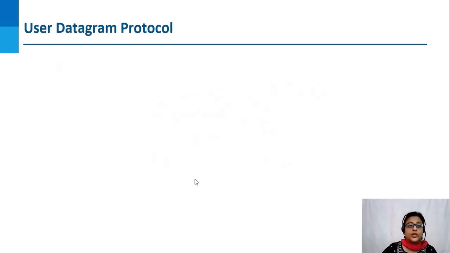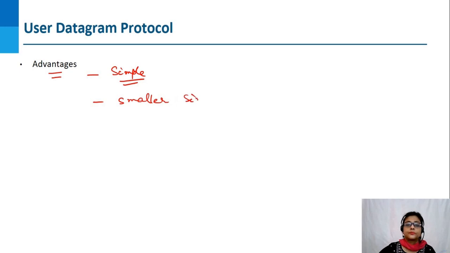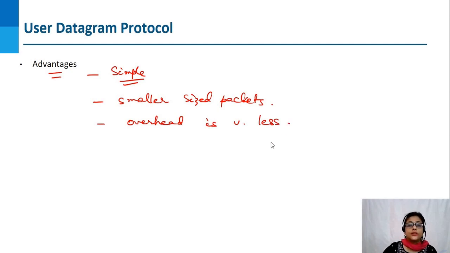One of the most important connectionless protocols is User Datagram Protocol, also known as UDP. The UDP is used because it is very simple. So this is the major advantage of UDP. It is very simple. If you have smaller sized packets, you can use UDP because you do not need to set up any path. And since this is very simple, overhead is also very less. So these are the advantages of User Datagram Protocol.